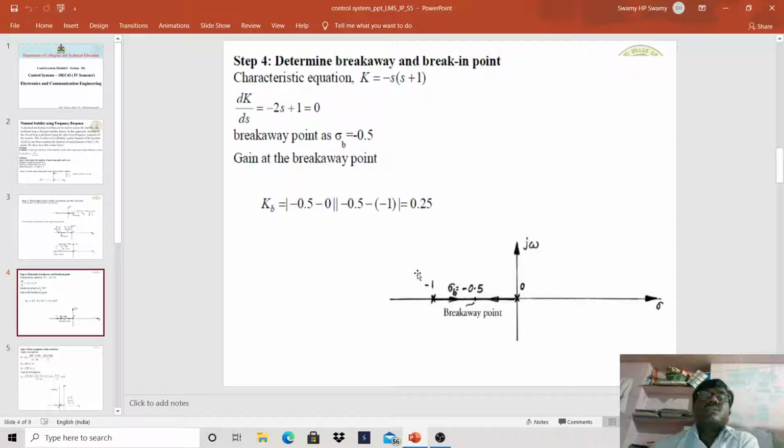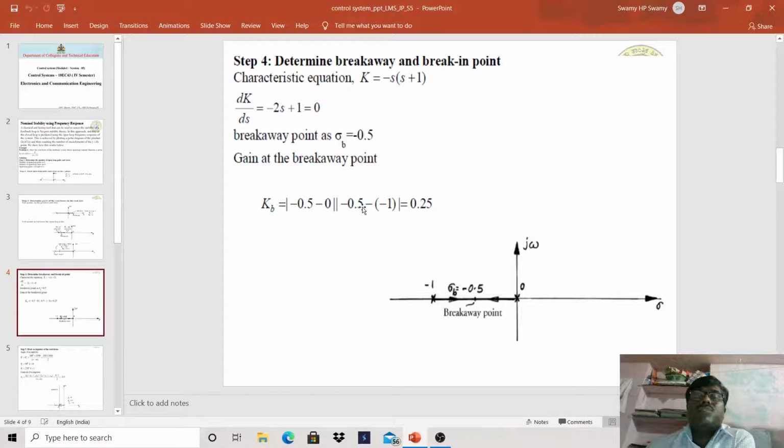Now you have to determine the breakaway and break-in points in the next step. To find the breakaway and break-in points, you form the characteristic equation from the given transfer function. So K is equal to minus s into s plus 1, which gives minus s square minus s. Therefore if you differentiate with respect to s, dK by ds is equal to minus 2s minus 1 is equal to 0. So the breakaway point is sigma is equal to minus 0.5. And the gain at the breakaway point, Kb, is equal to minus of minus 0.5 into minus 0.5 plus 1.